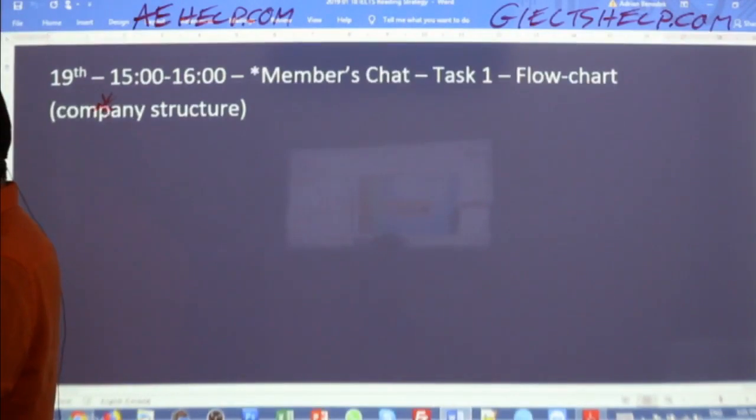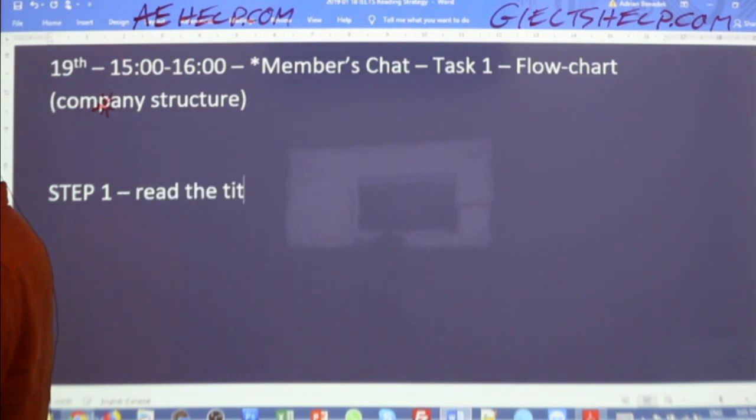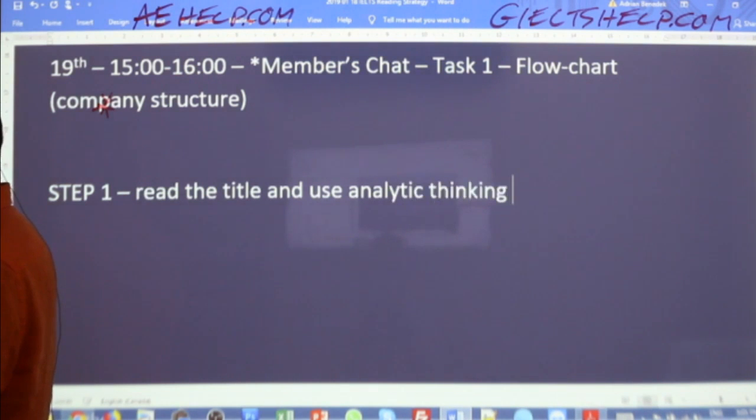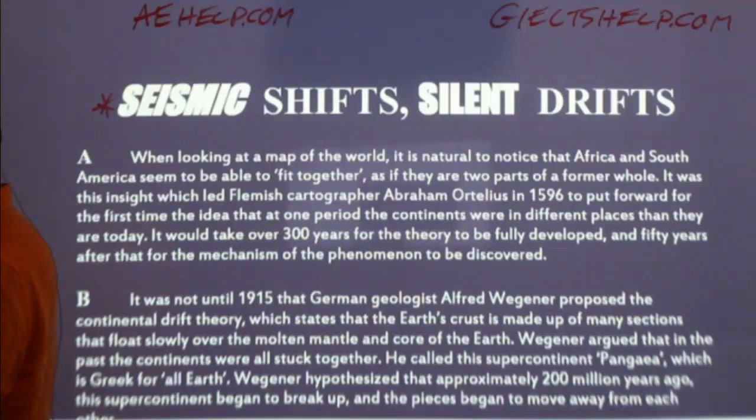So read the title. That should always be your first step. Okay. And use analytic thinking to predict information. So here the title is Seismic Shifts, Silent Drifts.